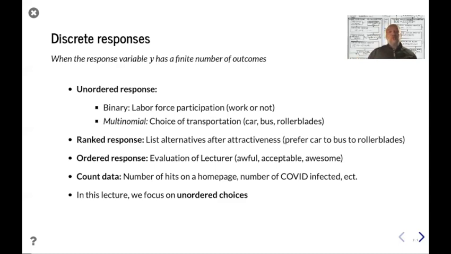Then there are ranked responses, and here you get a little bit more variation about the underlying utility or preferences of the agents, because here you get the information about how the respondent ranks these alternatives relative to their attractiveness. In the transportation mode example, you get the information that the agent prefers car to bus to rollerblades, or some other respondent might like rollerblades more, so they prefer rollerblades to car to bus. So here you get more information. You don't only observe the preferred choice, but also the second best and the third best, and so on.